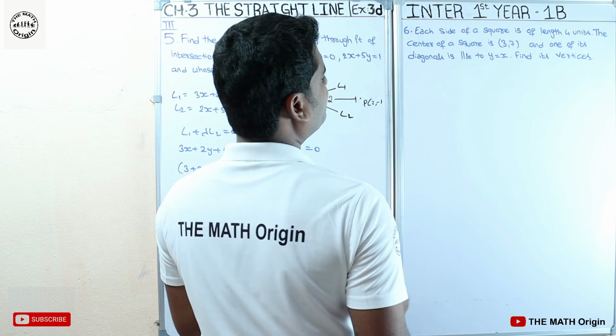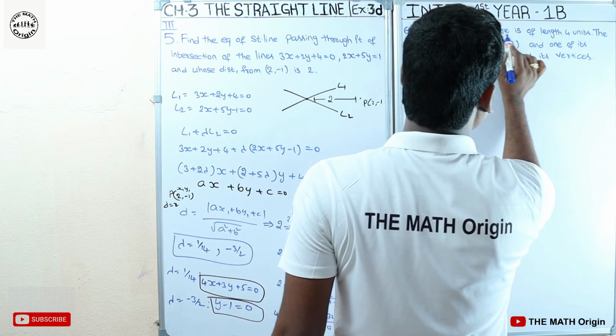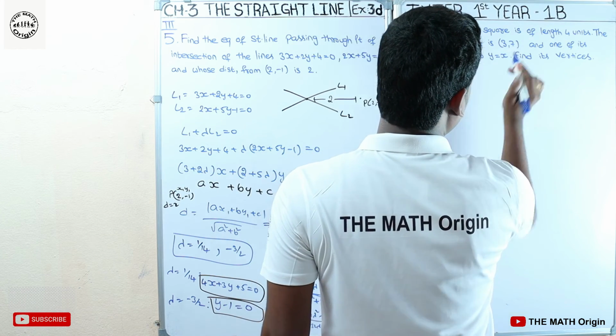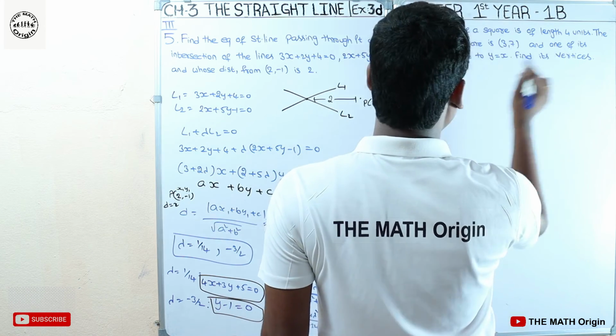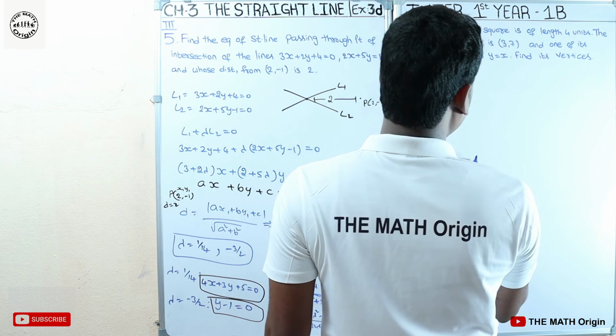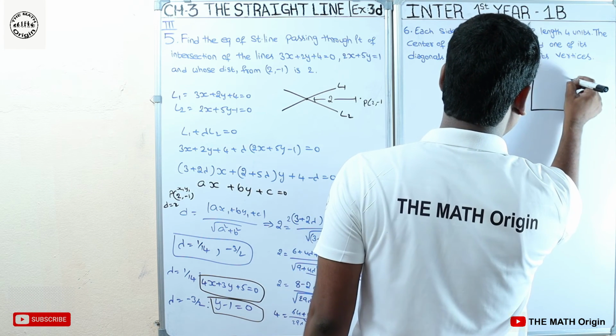Next, sixth question, sixth from the third section. Each side of a square is of length 4 units. The center of a square is 3, 7, and one of its diagonals is parallel to y equals x. Find its vertices. Okay, now they have given a square.